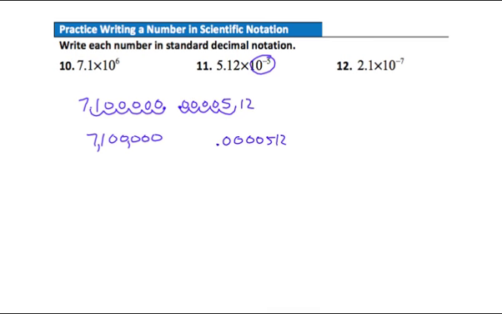Question 12, 2.1. Again, I'm multiplying by a negative exponent here, 10 to the negative 7th. That's making this number smaller. So I'm moving this decimal to the left 7 places. 1, 2, 3, 4, 5, 6, 7. There's my decimal. Add my zeros. So 6 zeros, 2, 1.